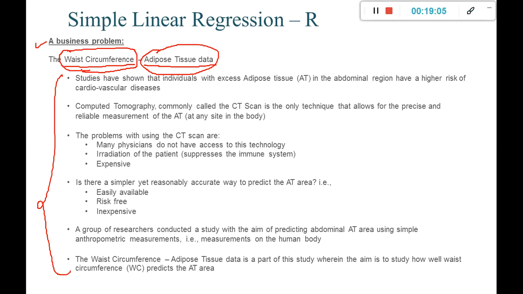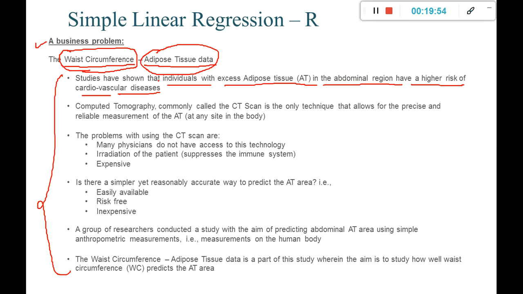Probably it is possible that if you know the adipose tissue area of any person, then it may help us to understand the waist circumference. Now studies have shown that individuals with excess adipose tissue area in the abdominal region have a higher risk of cardiovascular disease. So this study is important because if the adipose tissue area is more, which means the waist circumference is more, there is a danger for that person to get a heart attack.